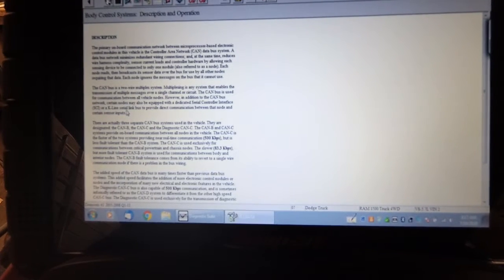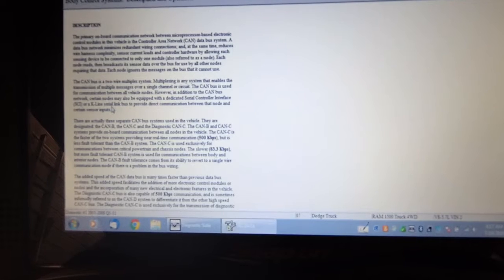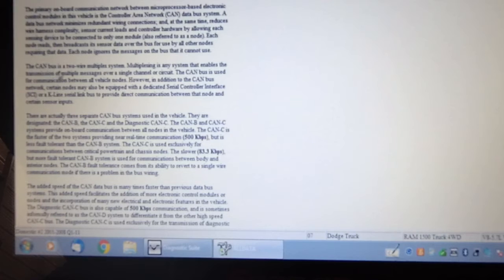So this morning we're going to finish working on this 2007 Dodge Ram 1500 Hemi with the CAN bus issue. Here's a description of the CAN bus in this. It says here the CAN bus is a two-wire multiplex system. It's multiplexing as any system and enables transmission of multiple messages over a single channel or circuit. CAN bus is used for communication between all vehicle nodes.